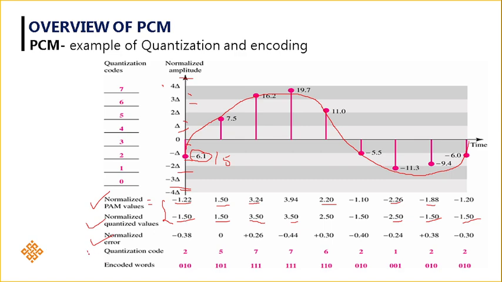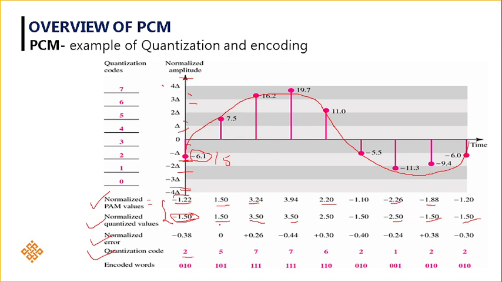Once it is done, you need to assign the quantized code for each and every normalized value. So how to find it? Just see the quantized code for this normalized quantized value. For example, minus 1.50 lies between zone 1 and 2, somewhere here. So what is the quantized value for that? 2. So I am assigning 2 here.